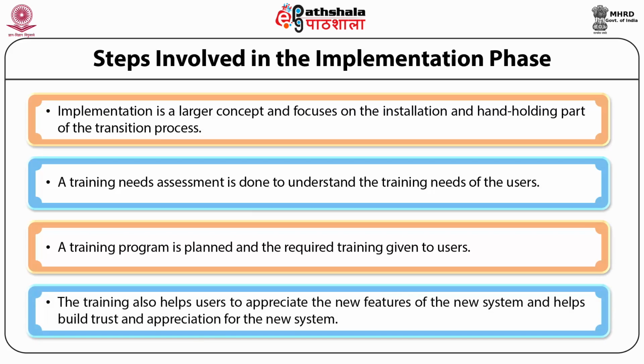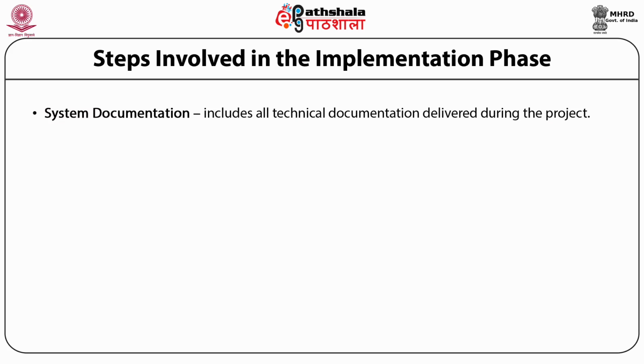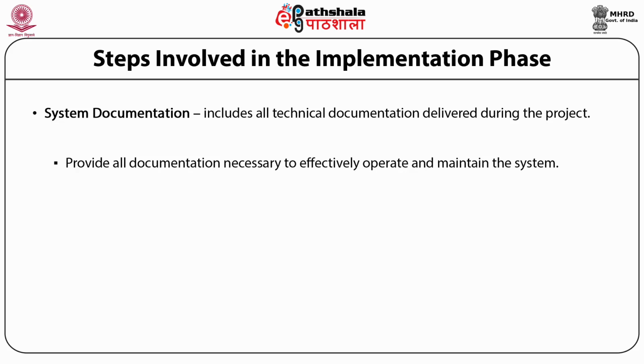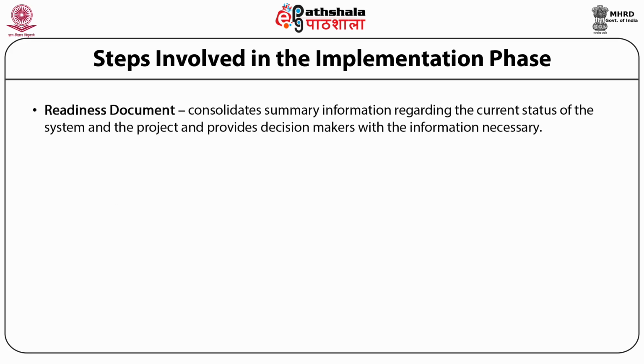The training also helps users to appreciate a few features of the new program and build trust and appreciation for the new system. System documentation includes all of the relevant technical documents that are delivered during the project. They provide documentation which is necessary to operate and maintain the system. So this comprises the implementation notice, which formally requests approval for changes in the system made during the implementation phase. Then there is the readiness document.